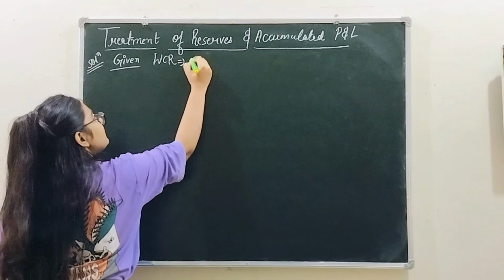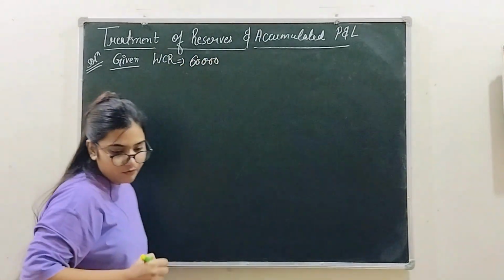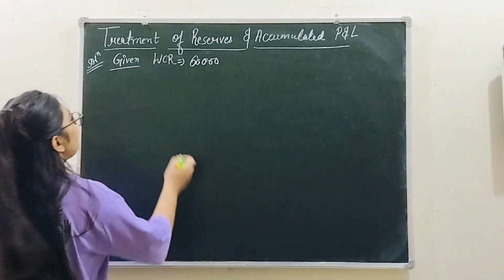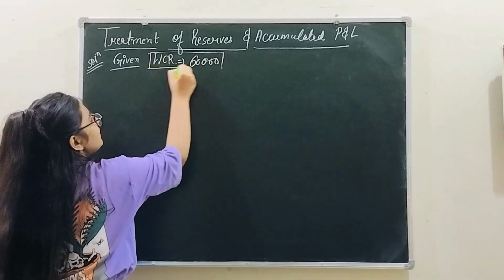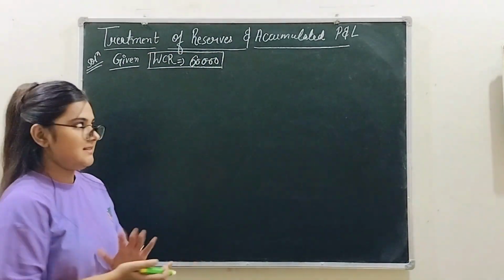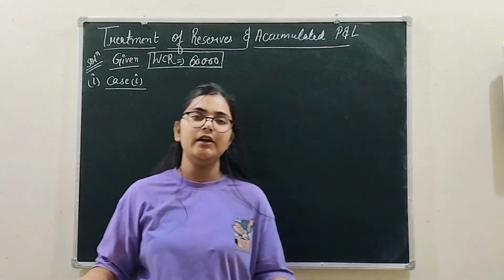Compensation reserve is of 60,000, if I'm not wrong, yes. Your workman compensation reserve given is 60,000. So this you are going to use in every case. Case number 1 is if there is no other information.